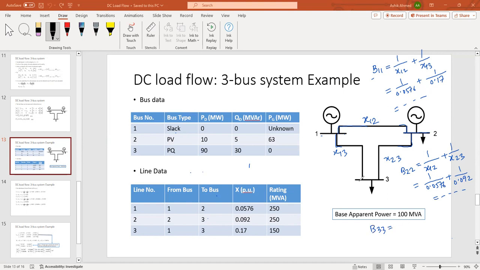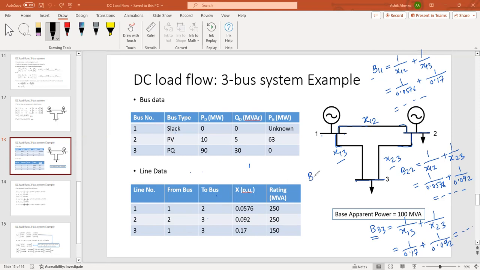For B33, with bus number 3, these two lines are connected. So this line is 1 upon X13, and this line is 1 upon X23, plus. So 1 upon X13 is this one, 0.17, and X23 is this one, 0.092. When you add them, whatever comes, that is your B33.